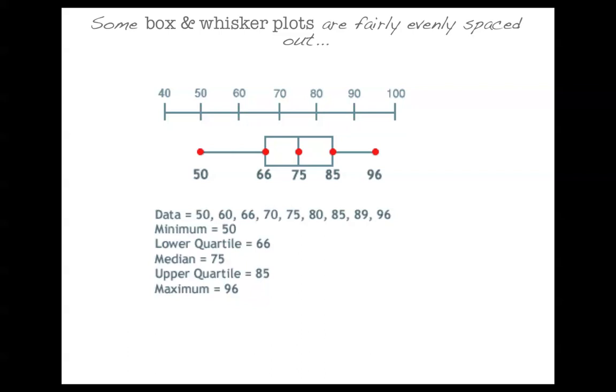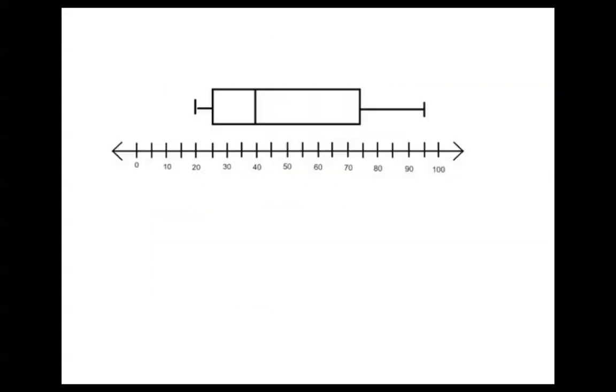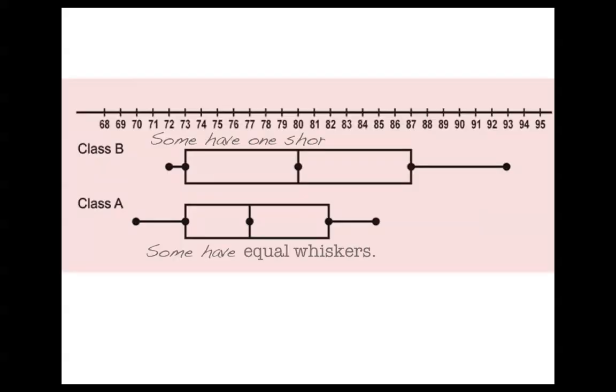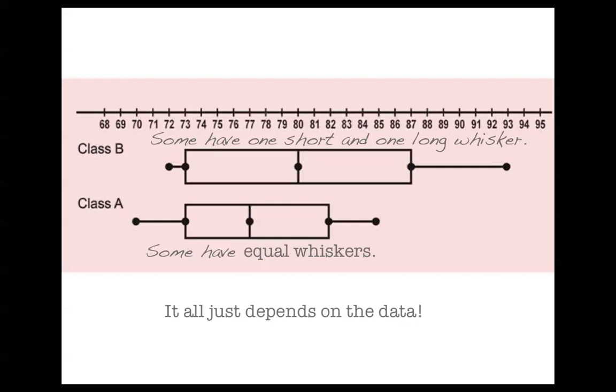Some box and whisker plots are fairly evenly spaced out. Some are all crazy, where the middle of the rectangle isn't really in the middle, and the left whisker is shorter than the right whisker, or some have equal whiskers, and some have one short, one long. Yeah, the whiskers can be different too, and it all just depends on what the data is that you start with. So you never really know how the box and whisker plot is going to come out until you start to take a look at the numbers.